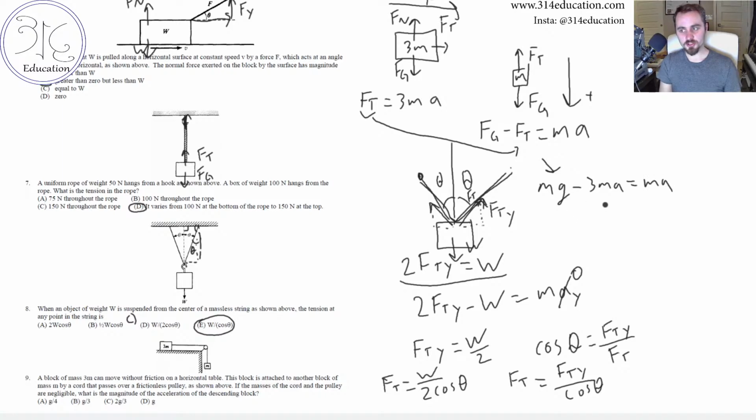So we want to get acceleration on its own, but we want to get all our accelerations together first. So we're going to add 3ma to both sides. So we get mg is equal to 4ma. And then we can divide both sides by m, cancels out. And we divide both sides by 4. We get our acceleration is equal to g over 4, which is a.